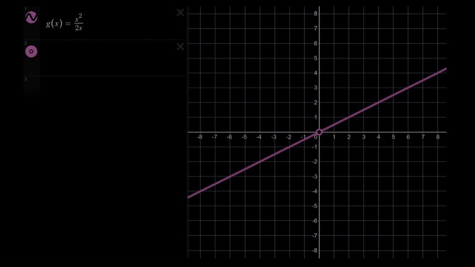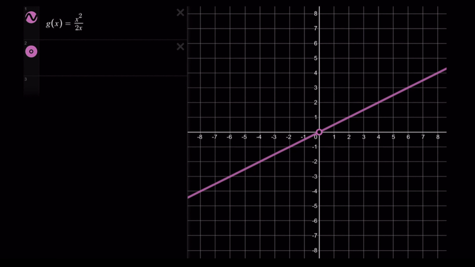Now let's look at g of x. This is x squared over 2x. You'll notice that this rational function looks basically like a line with a hole in it. I'm using some really simple, honestly kind of boring rational functions to hopefully make a point.